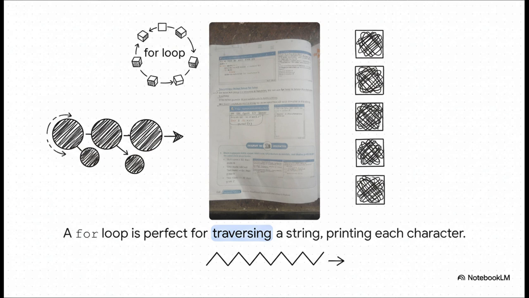This example shows how a for loop can traverse, or kind of walk through, a string of text. It takes the string "hi students", and for every single character in it, it prints that character on a new line. It's a super simple but really powerful way to process text.